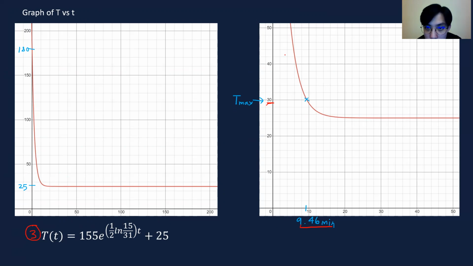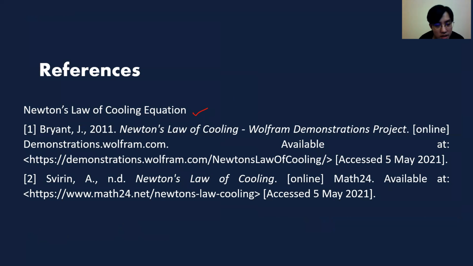When the brownie cools until 30 degrees Celsius, the brownie actually takes 9.46 minutes to cool from 180 to 30 degrees Celsius. So these are the references that I have taken to obtain Newton's law of cooling. And so this is my presentation for applying ODE into the food industry.